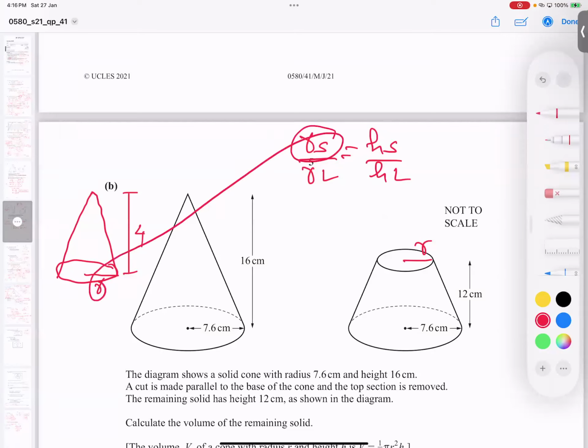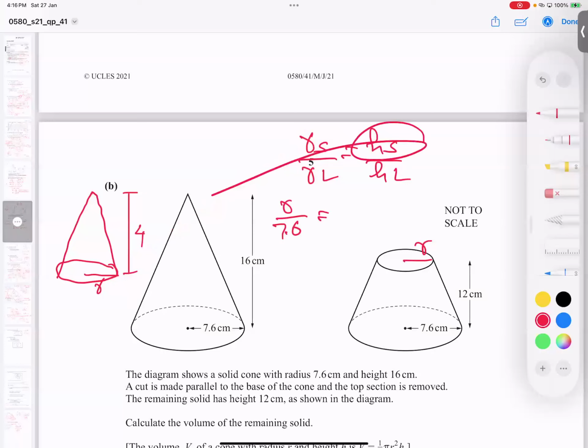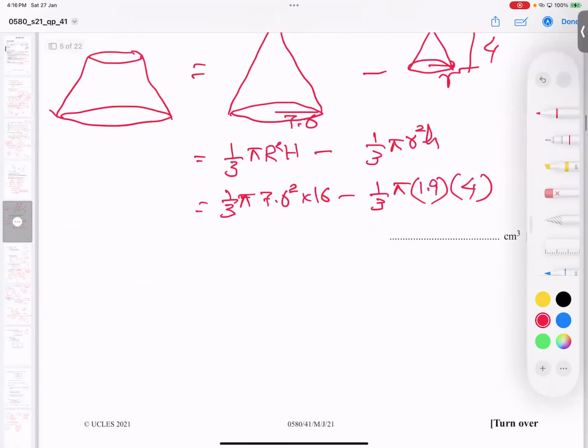Radius of small is r, I'm copying. Radius of the large shape is 7.6, I'm copying here. Height of small is 4, I'm copying here. Height of large is 16, I'm copying here. Now this will multiply simply on the left-hand side top. So the radius becomes 4 times 7.6 over 16. If I type it in the calculator, I get my answer 1.9. Alhamdulillah, the radius of the small shape is 1.9 and the game is over. So 1.9.